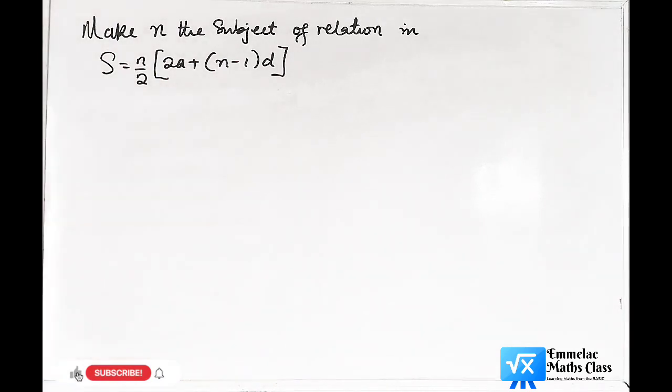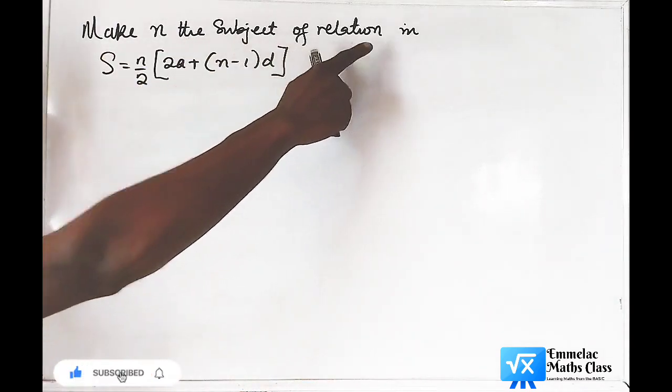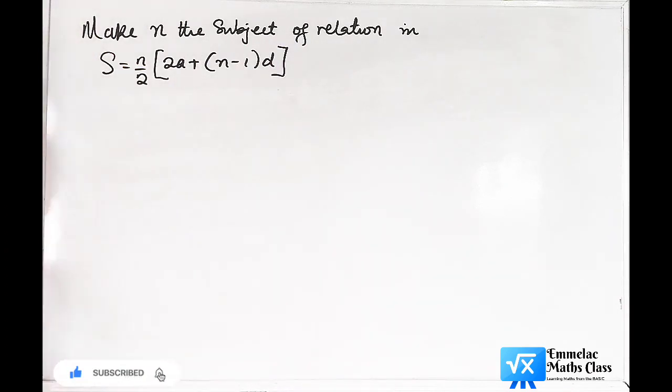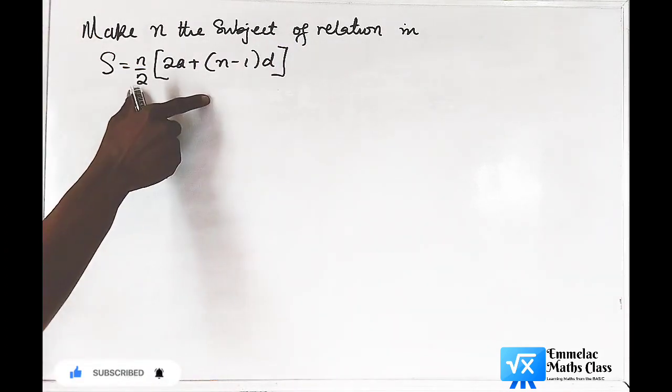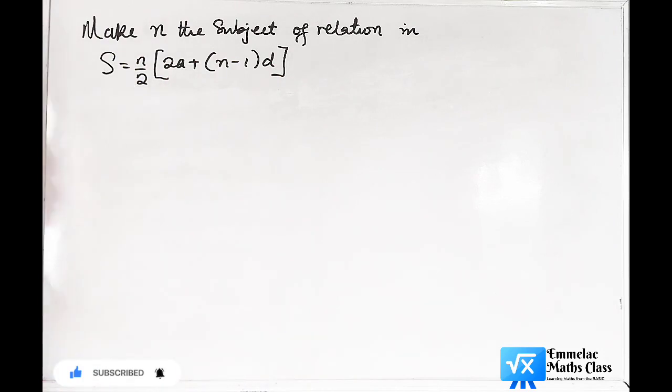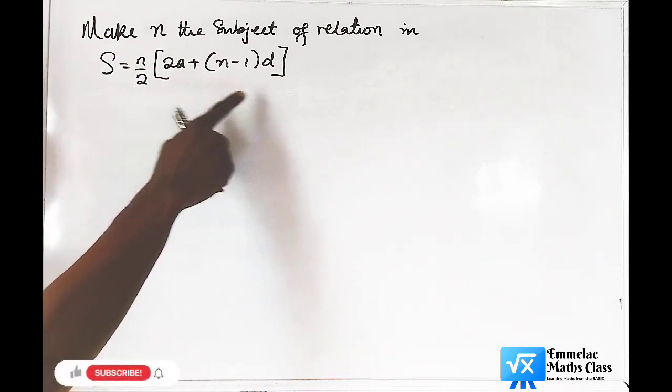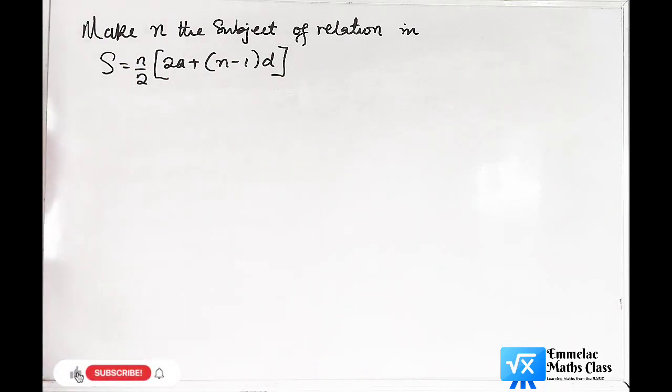Before us is this question. It says make n the subject of the relation in this equation, and we know that this equation is the formula for the sum of terms in an arithmetic progression.